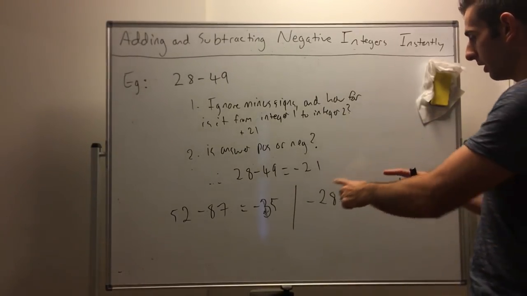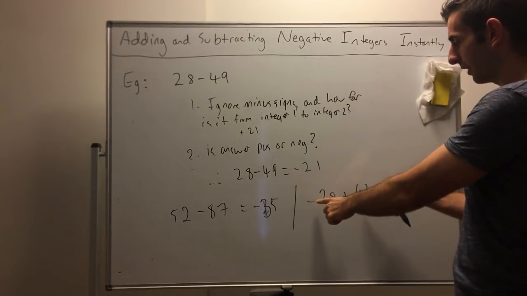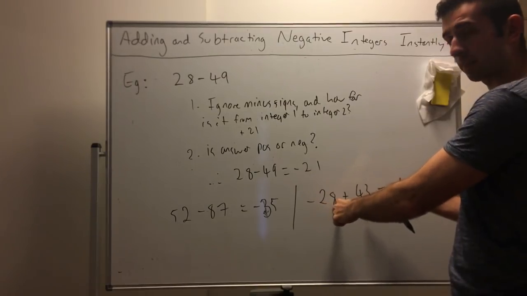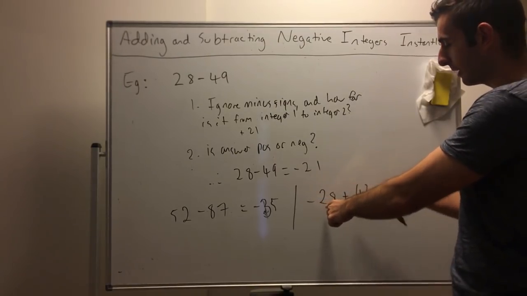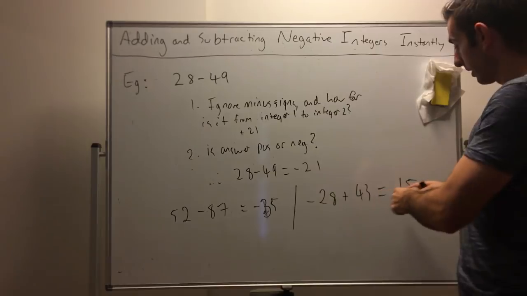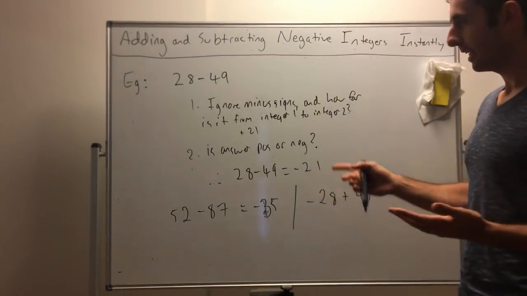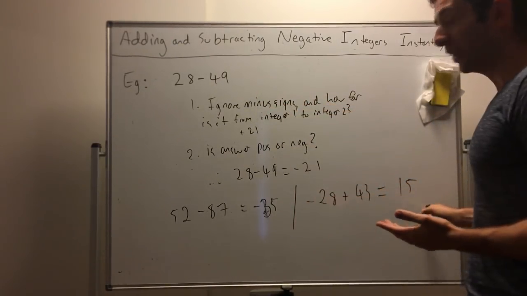And then, is it positive or negative? Well, 43 is bigger than 28, so that means it will end up being positive. And that's how quick it is. These types of calculations you can do instantly.